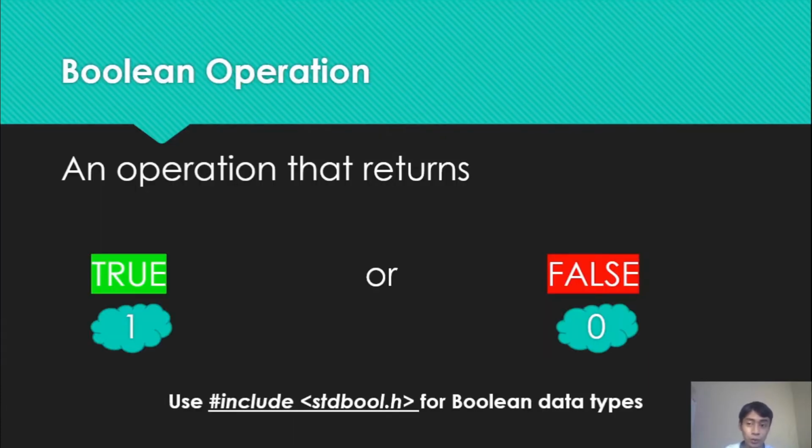Now, when we're learning about branching, we do have to know what a Boolean operation is. It's basically any operation that returns a true or a false value. In C programming, you can refer to true as a 1 or false as a 0. They're pretty much interchangeable. But remember, when you use a Boolean data type, you have to make sure that you're using this header file right here. The header file is stdbool.h, and it's specific to Boolean data types.